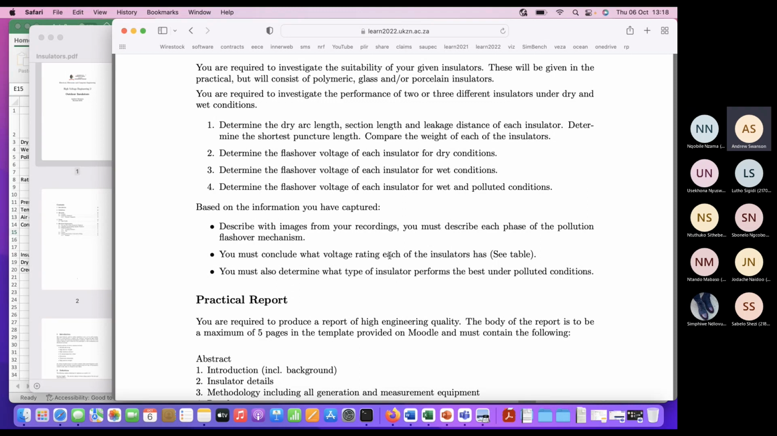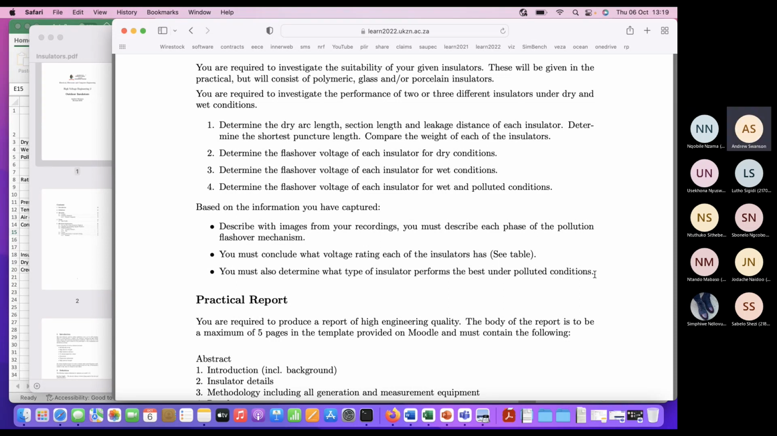You must conclude what voltage rating each of the insulators has. See table. There were a couple of tables. I'll go through that just now. About 50% attempted that. Most people used the wrong tables and the wrong thought process. And you must also determine what type of insulator performs the best under polluted conditions.